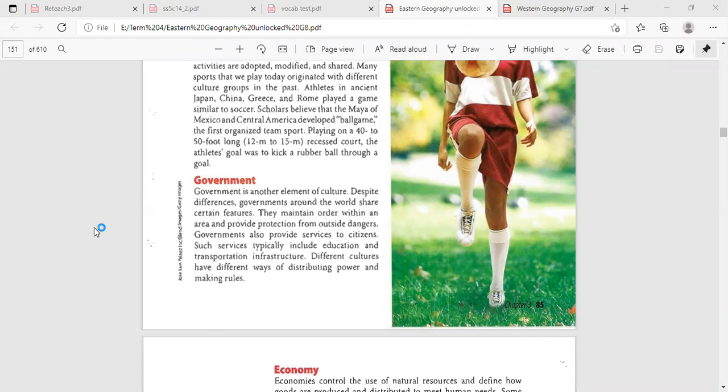Of course, we have differences between governments all over the world, but actually their main job is to, what's the main job of a government? Judy? Okay, to maintain order within an area and provide protection from outside danger, and also provide services to citizens. Yes, so the government has three main roles. Number one, it maintains the order. Number two, it provides protection for people and all the areas. Number three, it provides people with different services, especially in education and transportation and health too. But actually, it has different ways of distributing power and making rules. But it's very vital and very important.